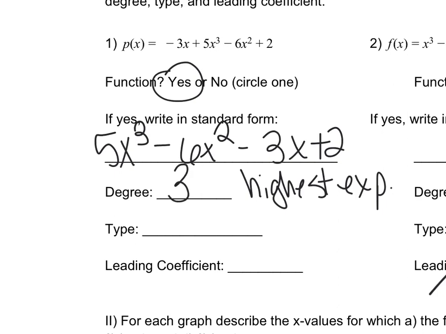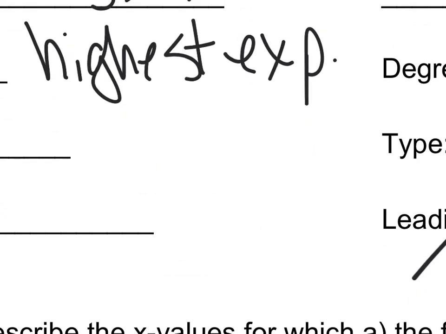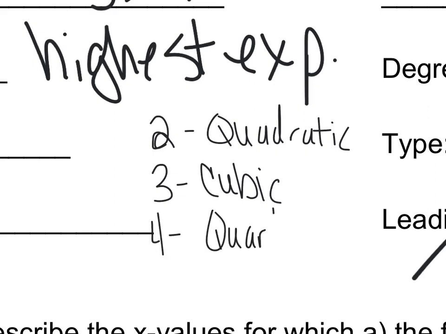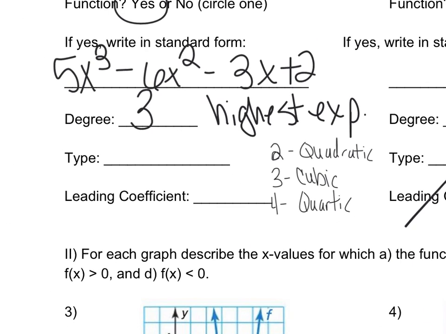The type, just remember here, I'm going to zoom in here for just a second. If the degree is 2, that means that it is quadratic. If the degree is 3, that means it is cubic. And if it is 4, that means it is quartic. Those are vocabulary words that you need to become familiar with, or should already be familiar with. In this case, the degree is 3, so it's a cubic function. And the leading coefficient, that's just the number in front of the first term in standard form. So in this case, it is 5.